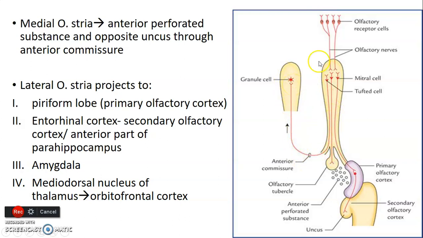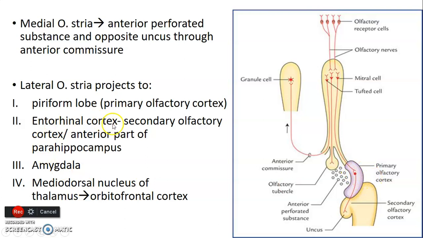So this medial stria carries information from the right to the left through the anterior commissure. Then what happens to the lateral olfactory stria? It usually projects into 4 places. It projects to the primary olfactory cortex here, which is called the piriform lobe. So it projects into the primary olfactory cortex.